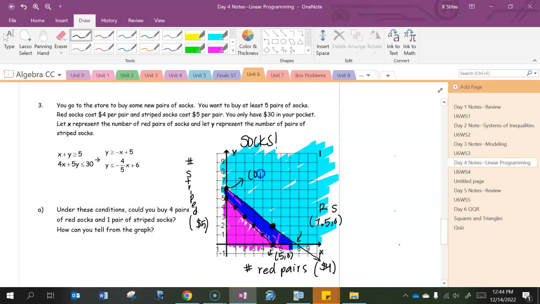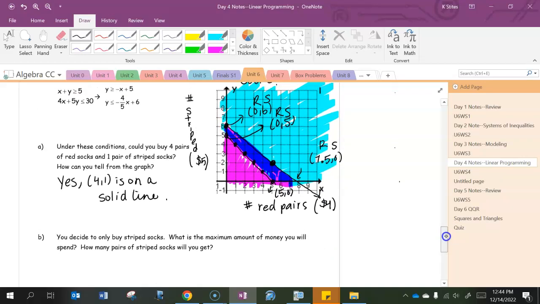This is a 0, 6. Again, red, striped, and a 0, 5. So again, these are just the corners of that blue region, which is the feasible region. Under these conditions, could you buy 4 pairs of red socks and 1 pair of striped socks? All right, let's find out. 4, 1. Yeah, that's actually right on the line, but since the line is solid, yes, we can. I'll say 4, 1 is on a solid line. You could also say it's part of the feasible region.